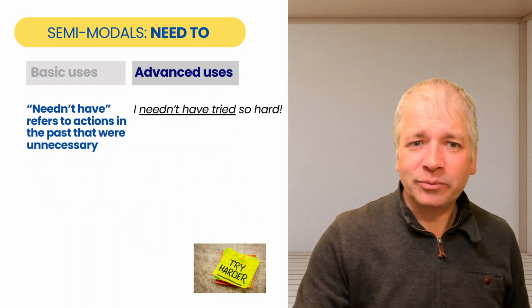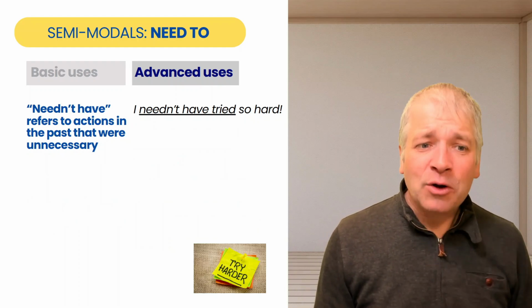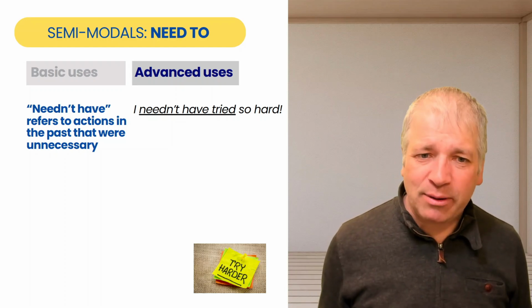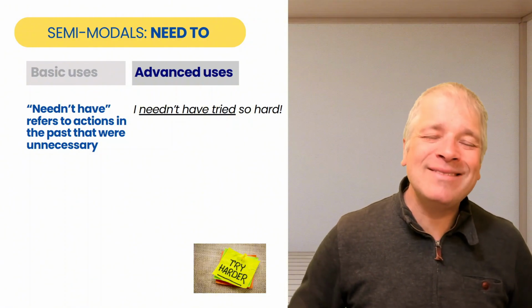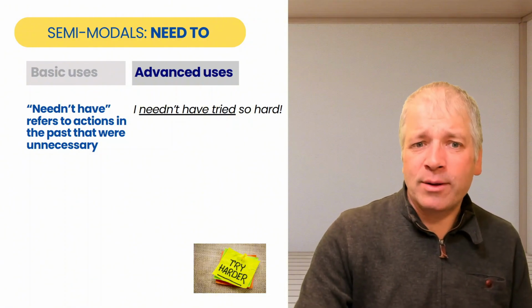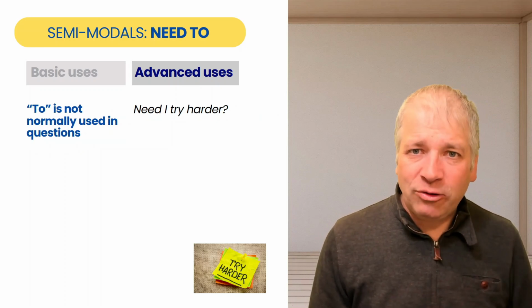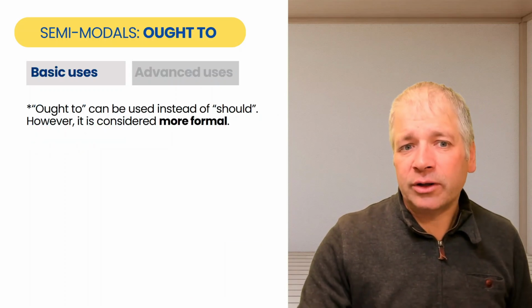Also with "need to," "needn't have" refers to actions in the past that were unnecessary. So if I say, "I needn't have tried so hard," I mean it wasn't necessary in the past to try so hard. "To" is not normally used in questions. So "Need I try harder?" not "Need I to try harder?"